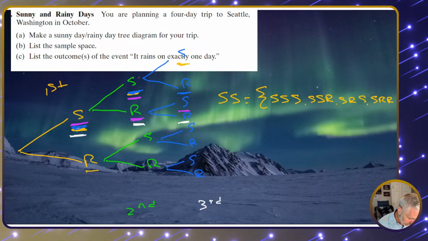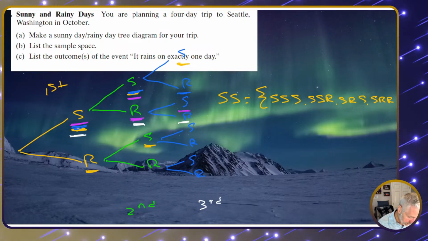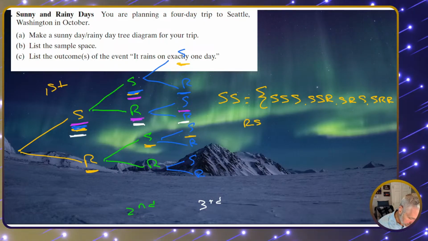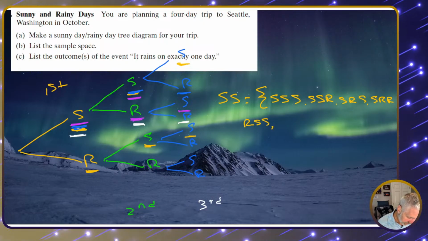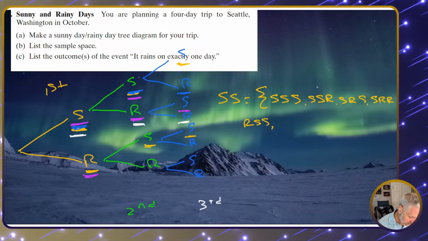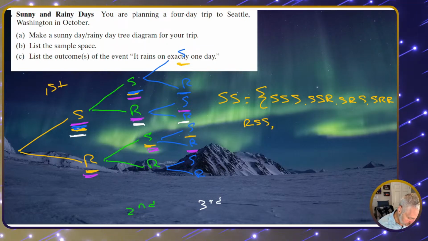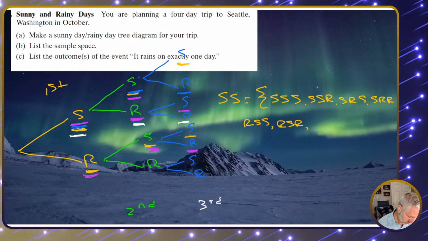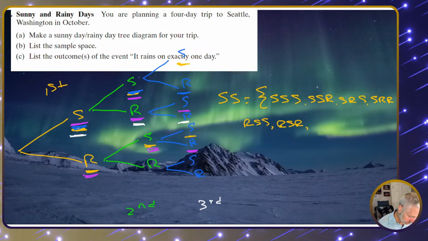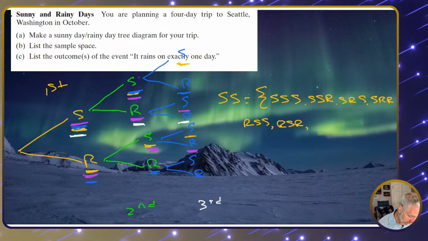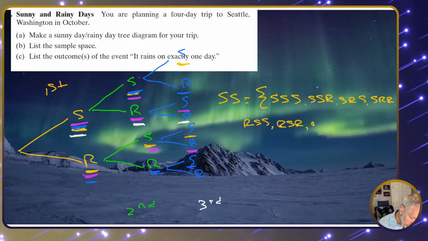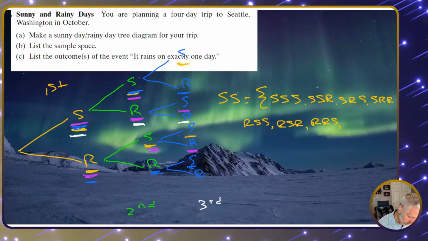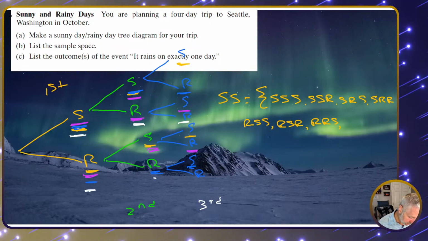So I'll start with yellow. I got rainy, sunny, sunny. So I've got rainy, sunny, sunny. I've got rainy, sunny, rainy. I've got rainy, rainy, sunny. And I've got rainy, rainy, rainy.